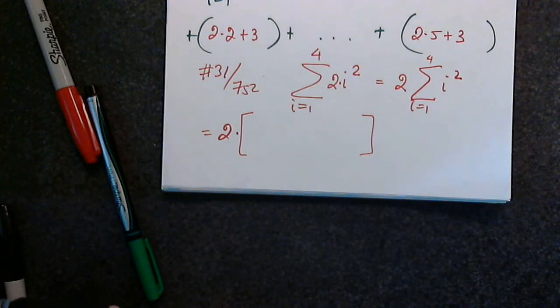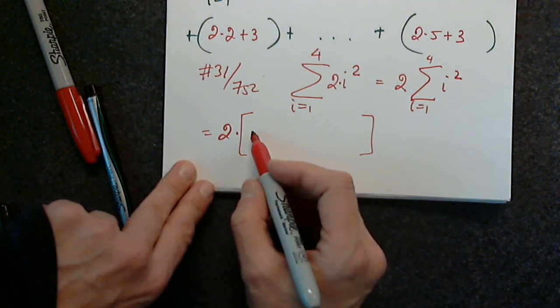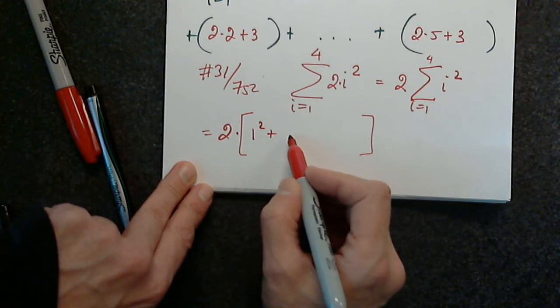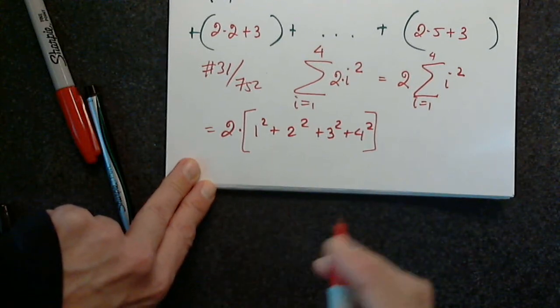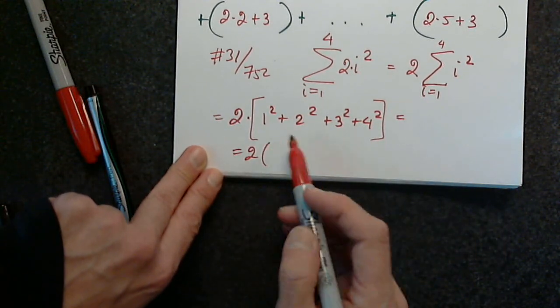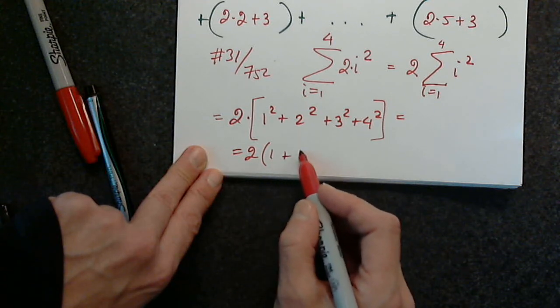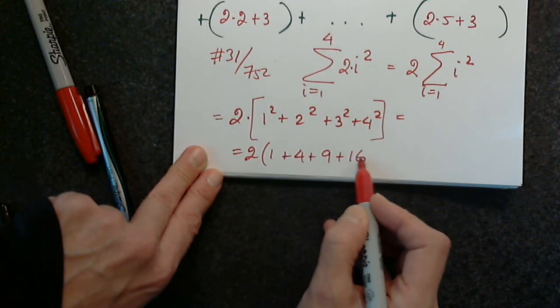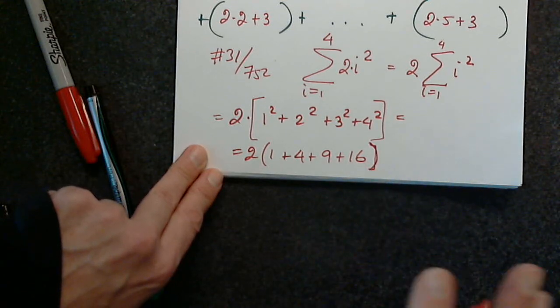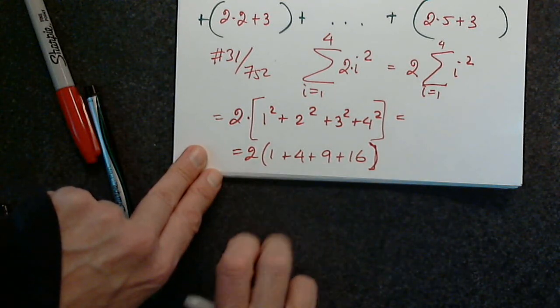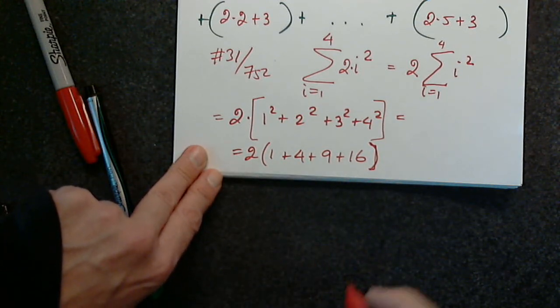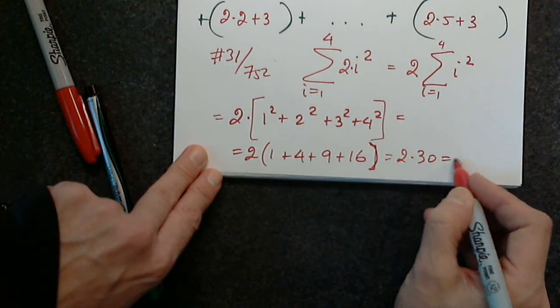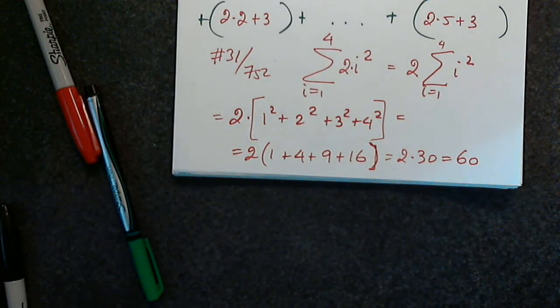And multiply all of them at once at the end. So what will be the first term? Good. The second one? Very good. So this is 2 multiplied by 1 squared, 4, 9, 16. So this is how I would like to add: 4 plus 16 is 20, 9 plus 1 is 10, so 30. So this will be 2 multiplied by 30, which is 60. Any questions?